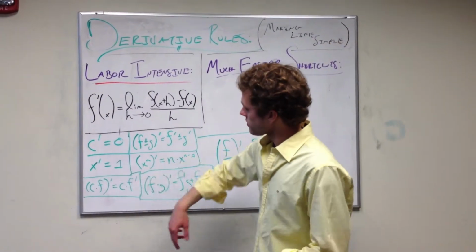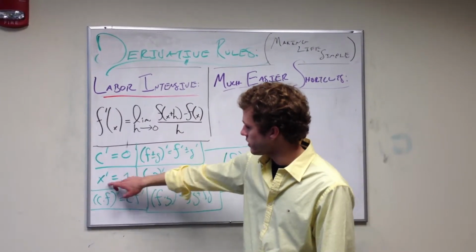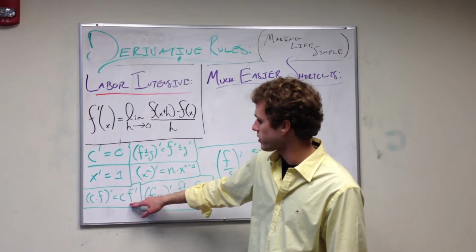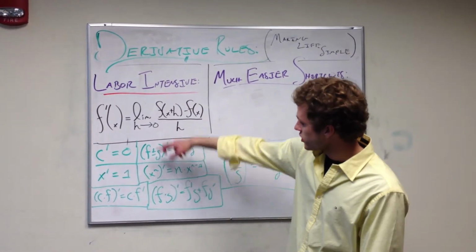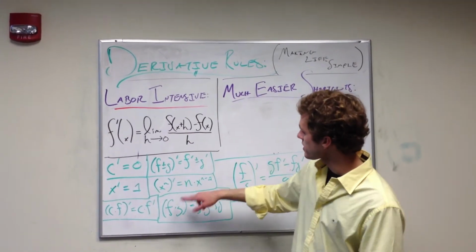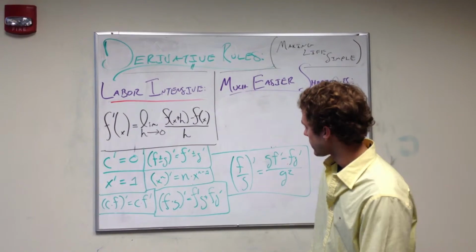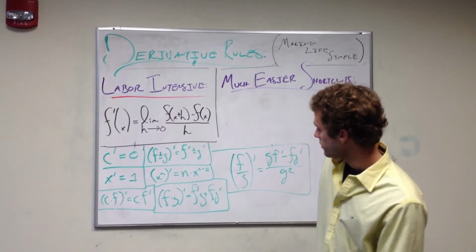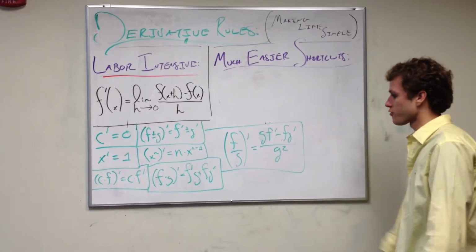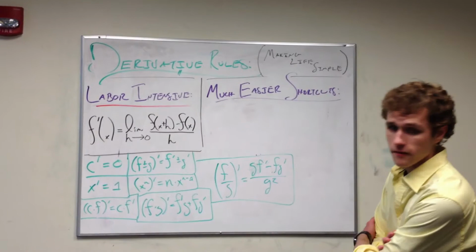So constant rule. What we would know, constant prime is always 0, x prime is always 1, c times f prime is always c times f prime. f plus or minus g prime is f prime plus or minus g prime. x to the n prime is n times x to the n minus 1. And f times g prime is f prime g plus f g prime. And f over g, all that prime, is g f prime minus f g prime over g squared. So that's all there is to this.